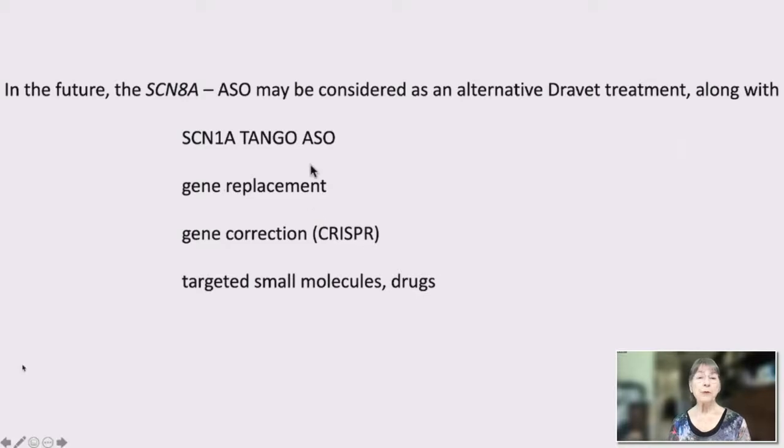However, we hope that in the future, SCN8A ASO may be one of the alternatives available for Dravet treatment, along with the Tango ASO, gene replacement, gene correction, and the targeted small molecules, all of which, as you well know, are coming along and changing the landscape for Dravet syndrome.